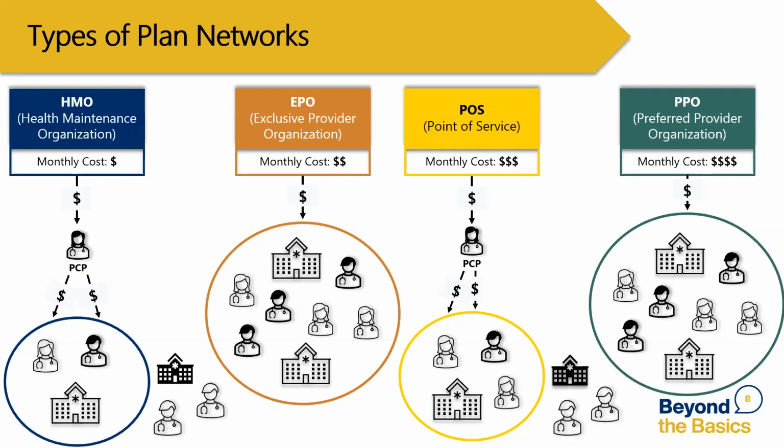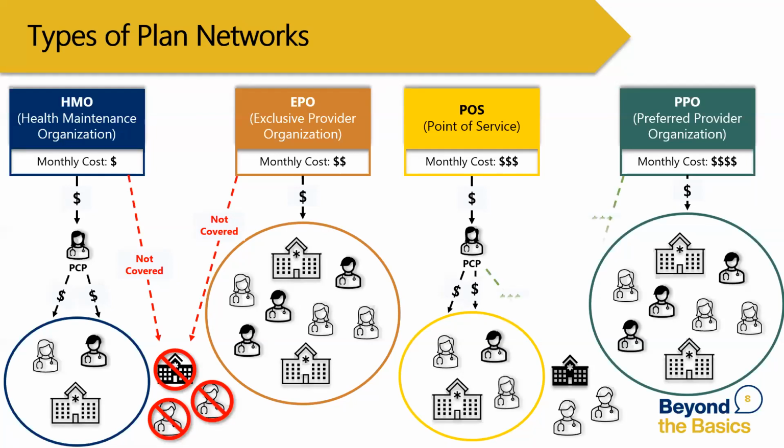Now, let's take a look at how each of these types of plans functions when it comes to out-of-network services. So HMO and EPO plans don't cover any services an enrollee receives from an out-of-network provider, except in cases of a medical emergency. While PPO and POS plans do cover services received from out-of-network providers, the enrollee will have to pay more out of pocket than they would if they went to an in-network provider.